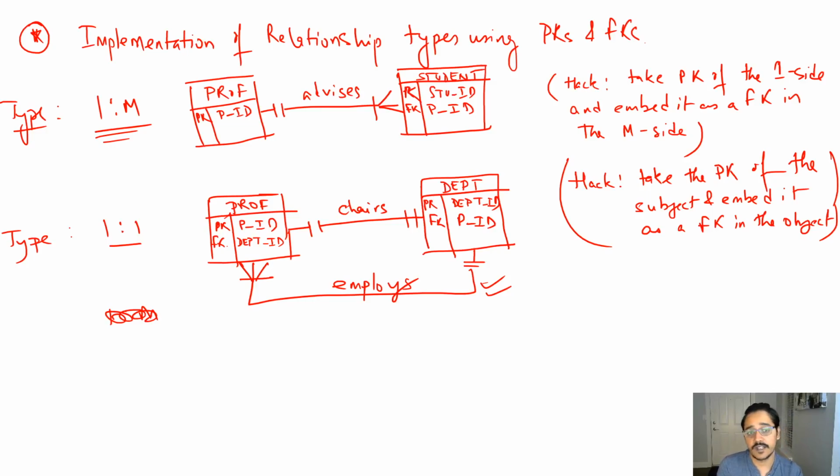So professor advises student, the driver is professor, that is, professor is the subject of this relationship type, and then student is the object, so you take the primary key and then you embed it as a foreign key. And life becomes easier. But M is to N, you remember when we were introducing the relationship types in the data model, right? We said that this doesn't have a direct physical implementation, right?